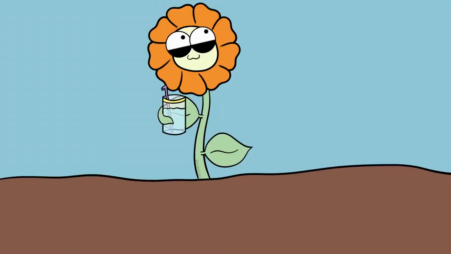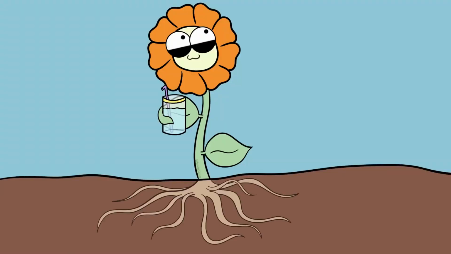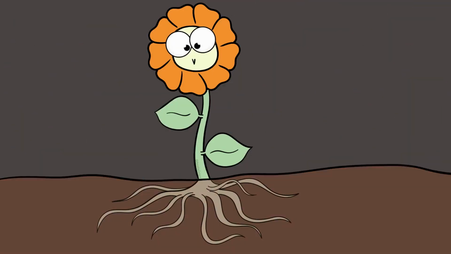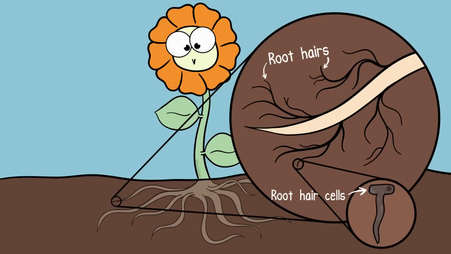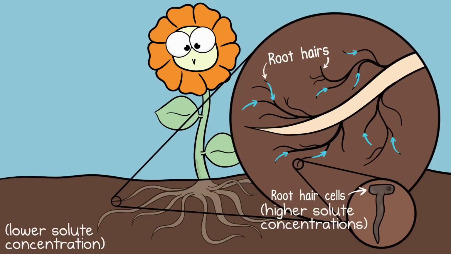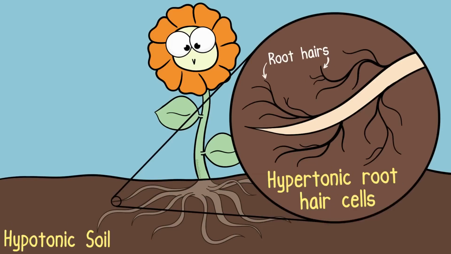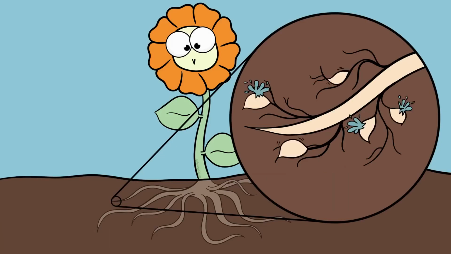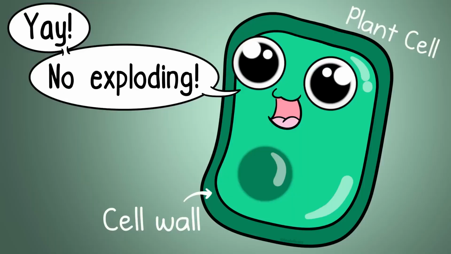Osmosis explains how many kinds of plants get their water. Sure, many plants have roots, but how does the water get into the roots? When it rains, the soil becomes saturated with water. The root hair cells generally have a higher concentration of solutes within them than the solute concentration in the saturated soil. The water travels into the root hair cells as the root hair cells are hypertonic compared to the hypotonic soil. By the way, you may wonder, well, why don't those root hair cells burst with all the water that's going in them? That brings us to our next osmosis topic and why plant cell walls are amazing.